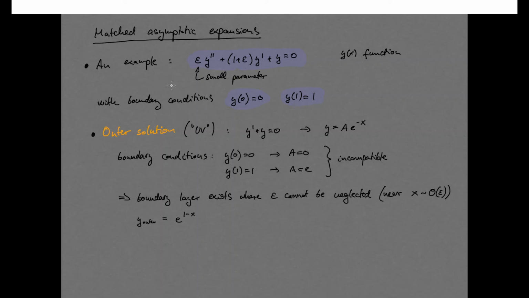So it turns out that it is in the region where x is of order epsilon. Therefore, we'd like to satisfy this particular boundary condition, y of 1 equal to 1, in the outer region. The other boundary condition will be satisfied in the inner region. Okay, so we only satisfy this one. So therefore, the outer solution will be just e to the 1 minus x.